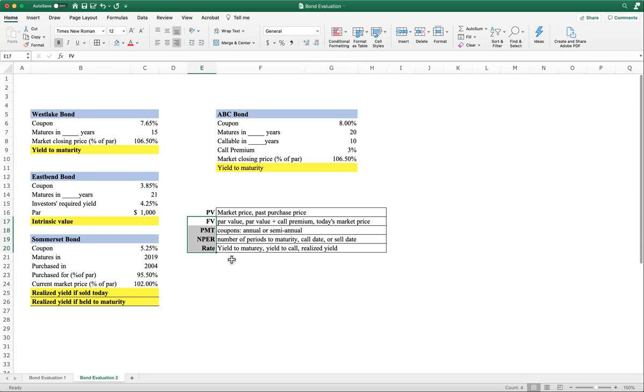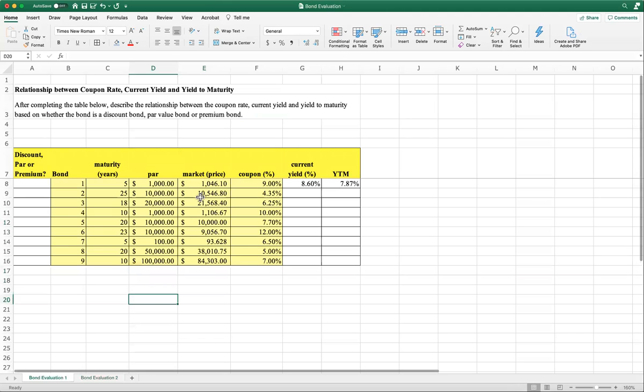So a bond is also essentially a time value of money question. So I want you to remember that. This is the key for you to approach any type of bond problems. Okay, so let's start with this general problem.